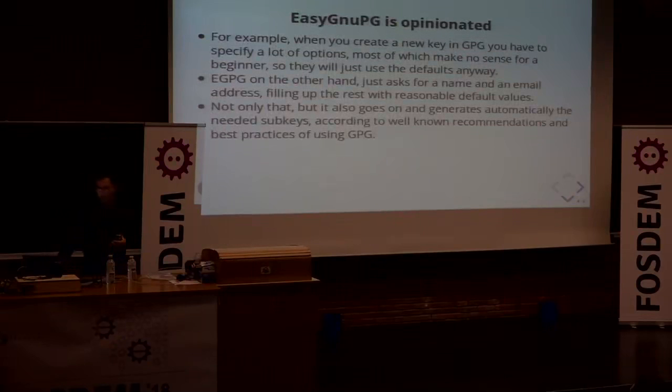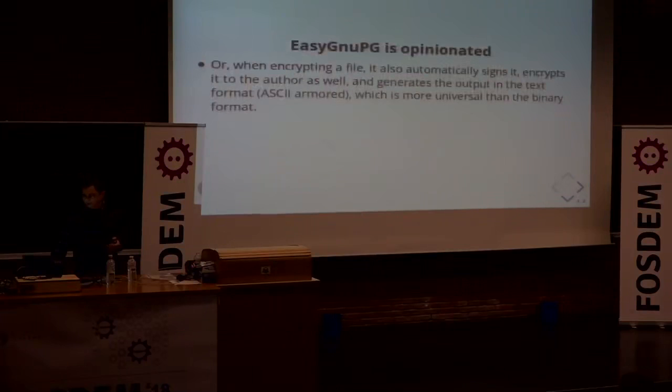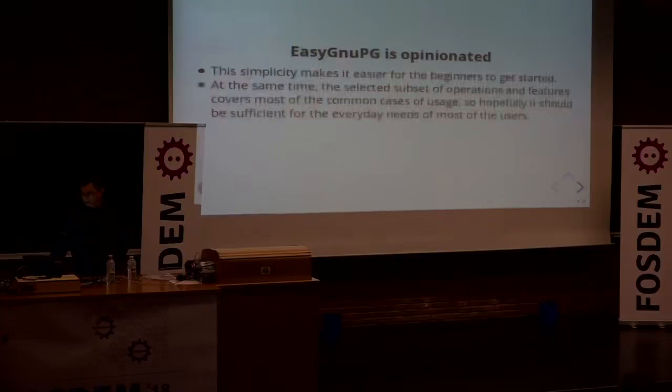For example, when you create a new key in GPG, you have to specify a lot of options, most of which make no sense for a beginner, so they will just use the defaults anyway. eGPG, on the other hand, just asks for a name and an email address, filling up the rest with reasonable default values. Not only that, but it also goes on and automatically generates the needed subkeys according to well-known recommendations and best practices of using GPG. Or when encrypting a file, it also automatically signs it, encrypts it to the author as well, and generates the output in text format, ASCII armored, which is more universal than the binary format.